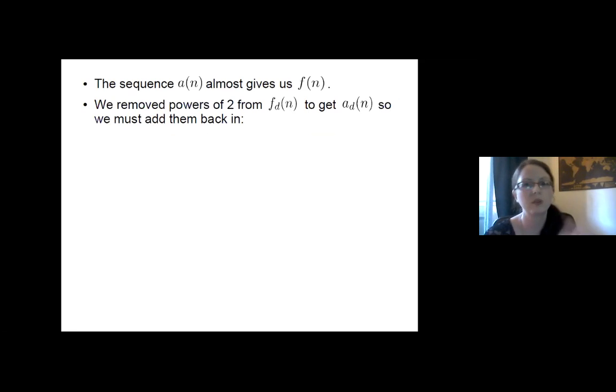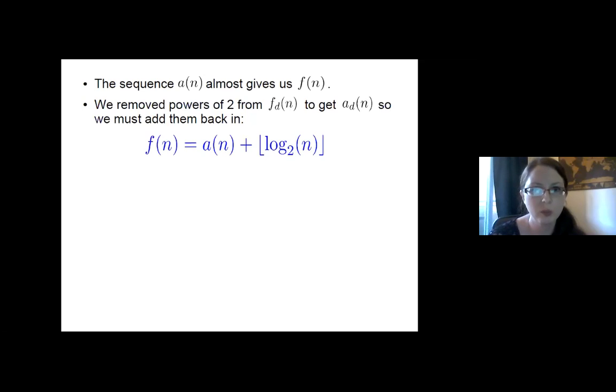So remember, the difference is that we divided out those powers of 2, so we want to put them back in. So ultimately, our original sequence Fn is equal to An, which is counting these binary runs, plus the floor of log base 2 of n. Okay, putting back in those 2's that we divided out essentially. And now still, this is something that's nice and easy to calculate.